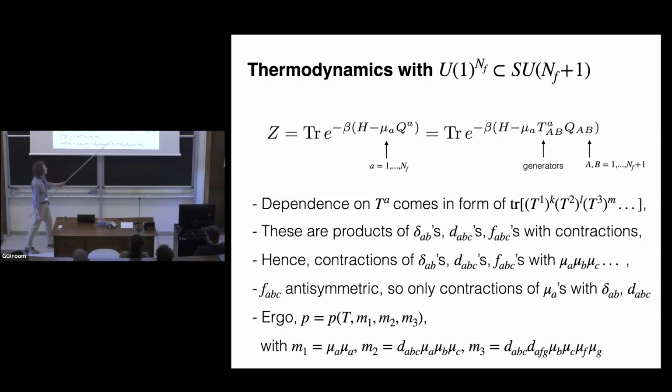So you have contractions of chemical potentials with deltas and DABC. This means that the pressure can depend on invariants like this, and if you can write down more things that are contractions here. This gives you a significant constraint on what the matrices of charge susceptibilities or charge conductivities will look like, because the matrices of susceptibilities are essentially given by derivatives of this thing with respect to the chemical potential, and you know the group structure of this.